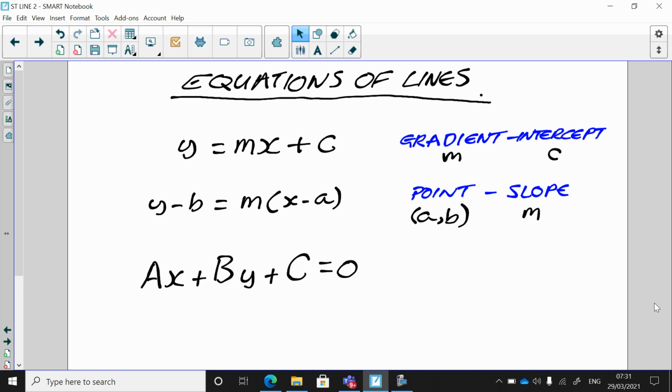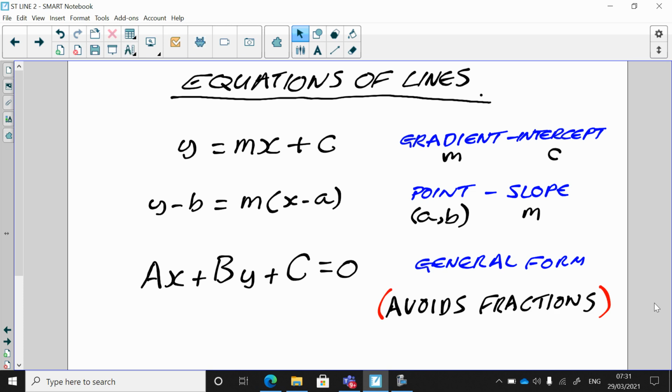Maybe a less familiar one is this one here, where they're using capital letters: Ax plus By plus C equals 0. That's called the general form. Please note that the large C there does not equate to the small c in the top format, where that would be the y-intercept. Usually that last one is used to get rid of fractions, and you might be heading into the zone of solving simultaneous equations.